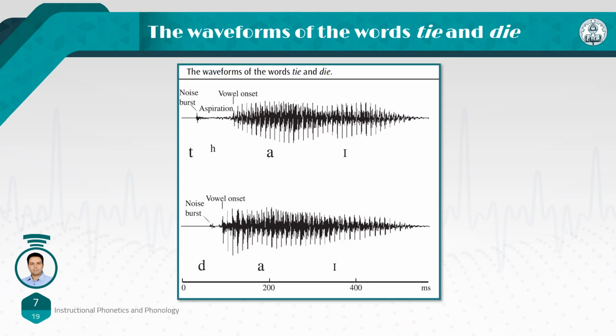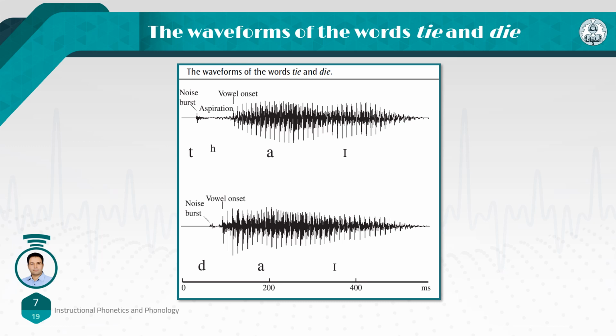In this slide, you can see the waveforms of the words "tie" and "die." It is quite easy to see the different segments in the sound wave. In the first word, "tie," as you can see, there is a spike indicating the burst of noise that occurs when the stop closure is released. Just look at the beginning. It is indicated by the noise burst, the very first spike.